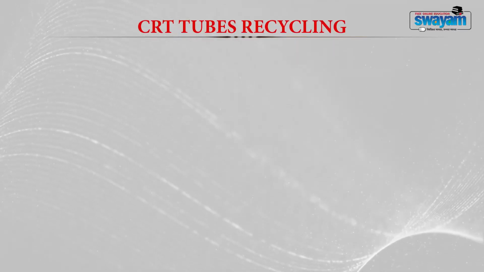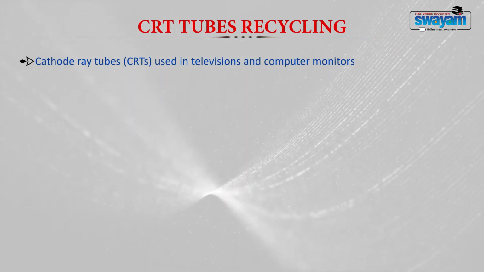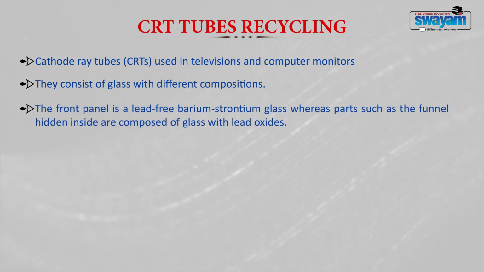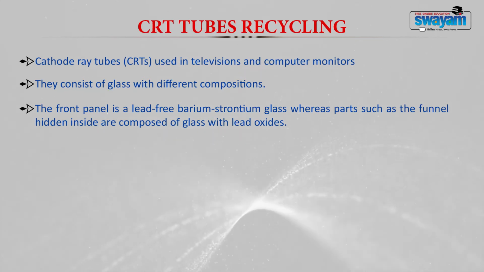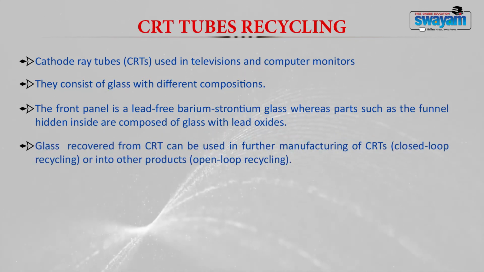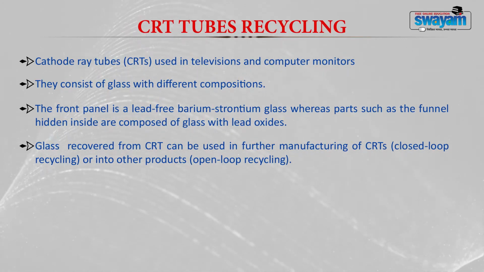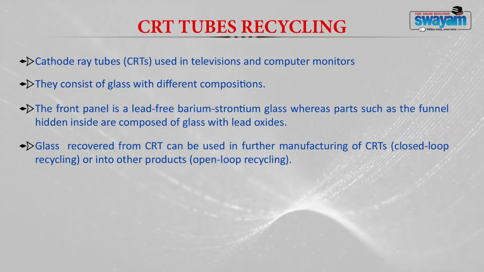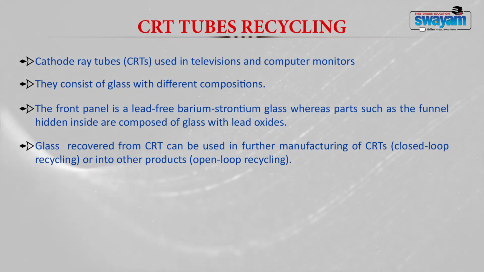Now, CRT, as I told you earlier, are cathode ray tubes which are generally used in televisions and computer monitors. They consist of glass of different composition. The front panel is made of lead-free barium strontium glass, whereas the inner side or the funnel side consists of glass with lead oxides. Now, the glass recovered from CRT can be used in further manufacturing of CRTs, which is called closed loop recycling, where the material recovered from the waste product is used in the manufacturing of the same product, or into other products, like open loop recycling.